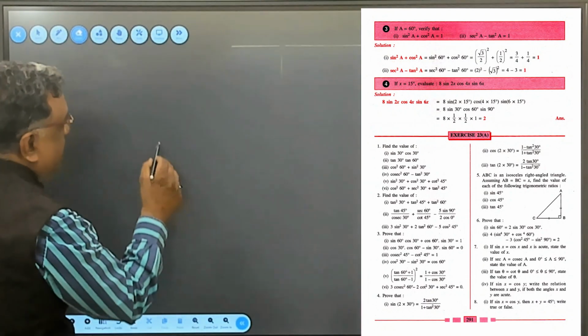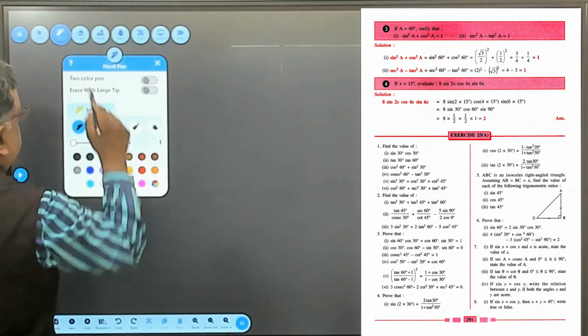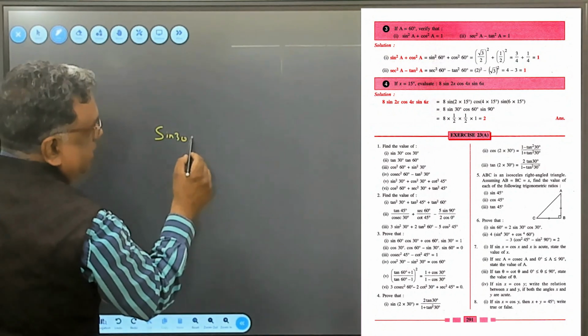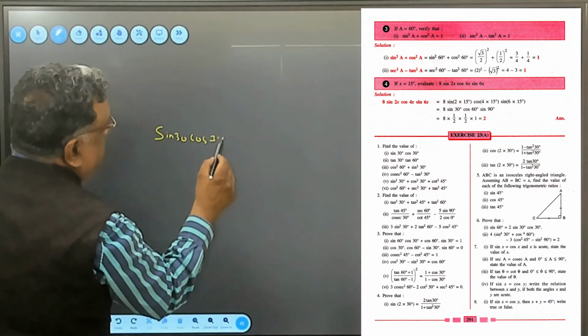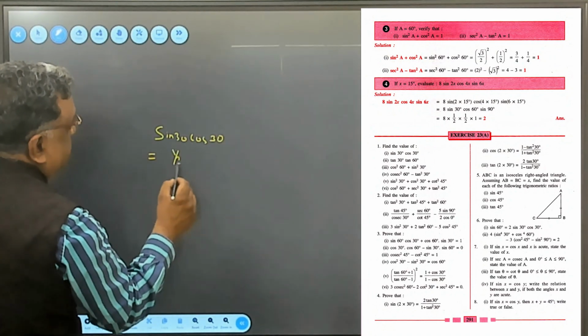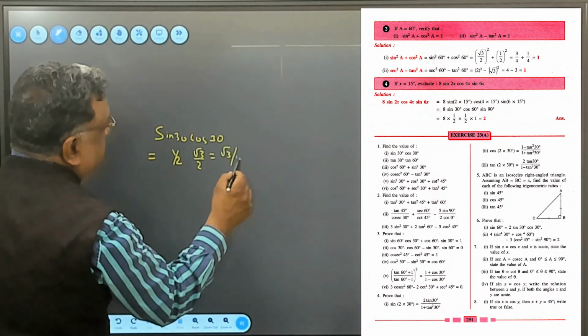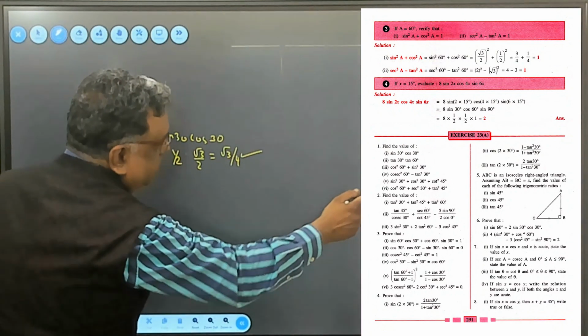So they've asked you the value of sine 30 into cos 30. So sine 30 I know is 1 by 2, cos 30 I know is root 3 by 2. So the answer is going to be root 3 by 4. I'll try to do the last one.